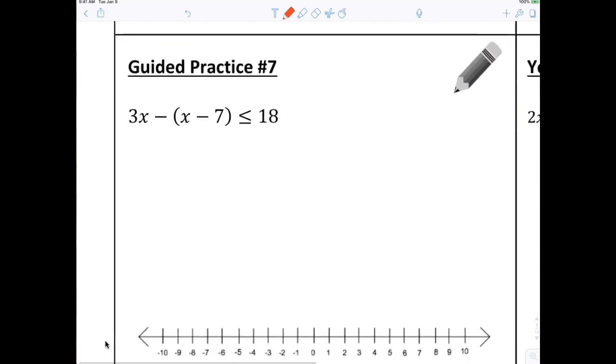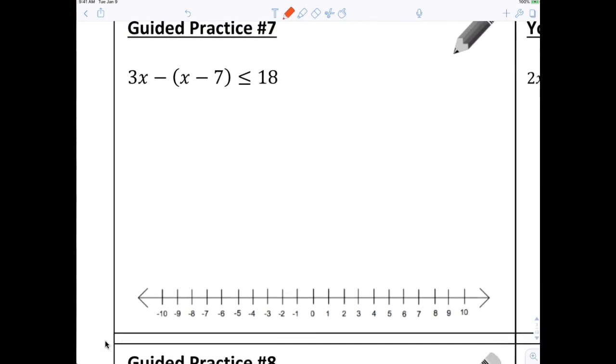Now, number 3. The next question, 7. Distributing negative. Remember, that's a negative 1. 3x minus x plus 7 less than or equal to 18. Now remember, I'm telling you, try not to write down my work. Try to do the work on your own and then check to see if you're understanding. Now, combine like terms. Let's go. Do not wait for me. That says 3x minus 1x. Good. Now continue.